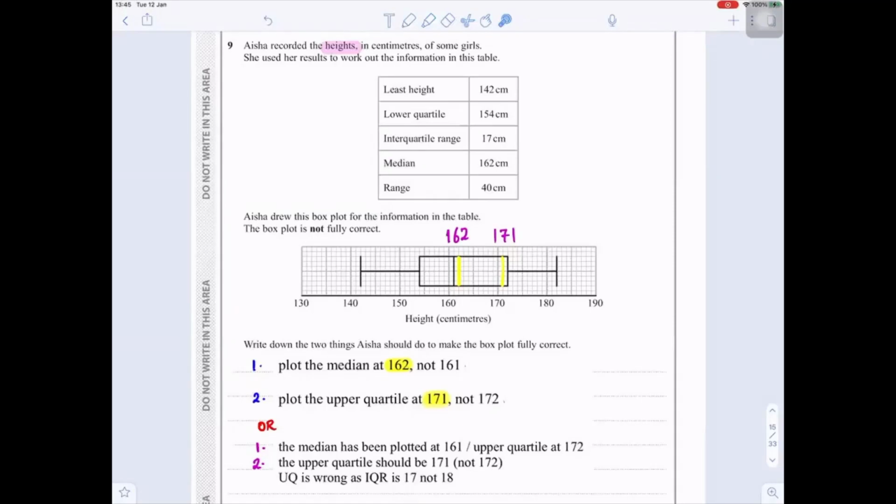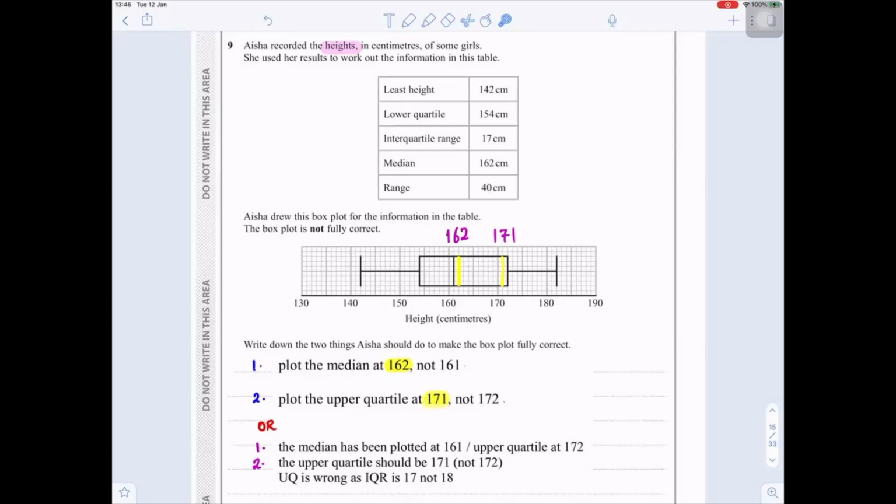Question number 9. Aisha recorded the heights in centimeters of some girls. She used her results to work out the information in this table. The least height, 142 centimeters. Lower quartile, 154 centimeters. Interquartile range, 17 centimeters. Median, 162 centimeters. Range, 40 centimeters. Aisha drew this box plot for the information in the table. The box plot is not fully correct. Write down 2 things Aisha should do to make the box plot fully correct.